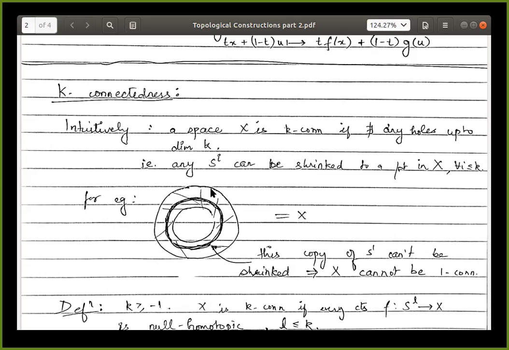Pictorially, if I take this disk cutout and I consider this thick line as my S^1, then this is a one-dimensional sphere which cannot be shrunk to a point because there is a hole here. So I know that X is not 1-connected. Why? Because there is an S^1 which cannot be shrunk.